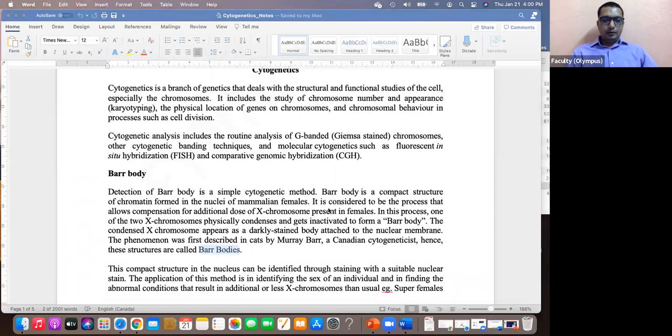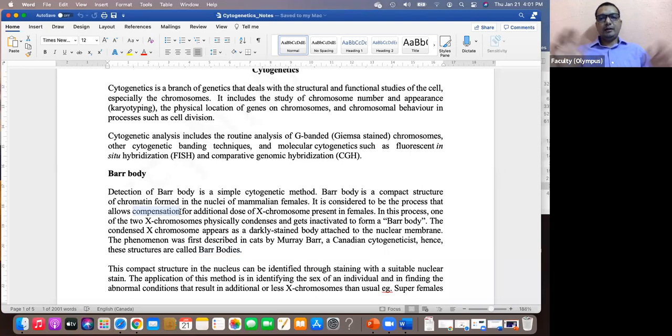So this is considered a process of dosage compensation, compensation for the extra X chromosome. It got compensated by compacting, forming what is called a bar body. Identifying that is part of the cytogenetic method.